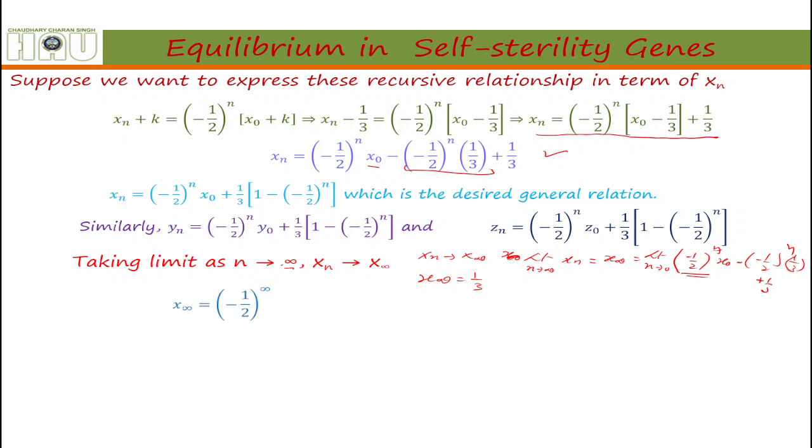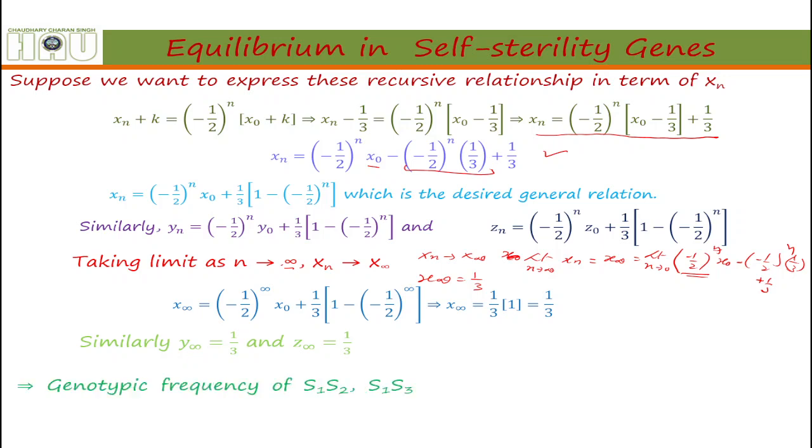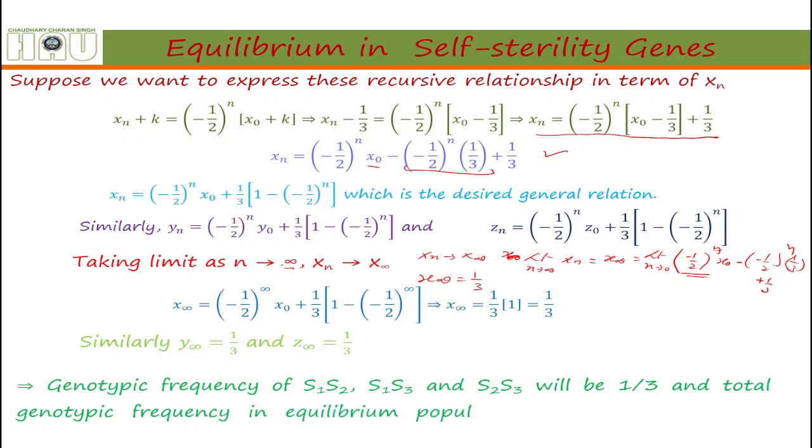Similarly, y infinity is also 1 by 3 and z infinity is also 1 by 3. What does it mean? They stabilize. The genotypic frequency of S1 S2, S1 S3 and S2 S3 will each be 1 by 3 in the equilibrium population, irrespective of the initial population. So I think things are clear.